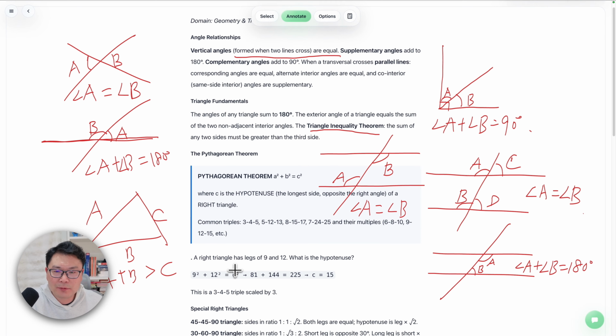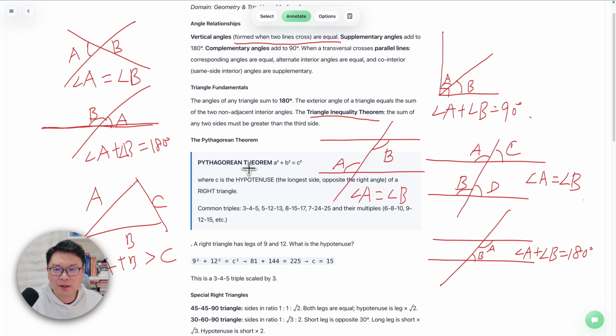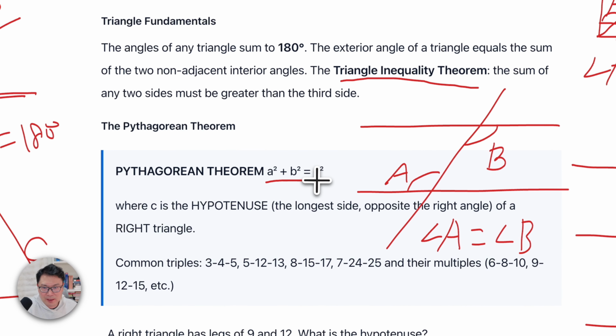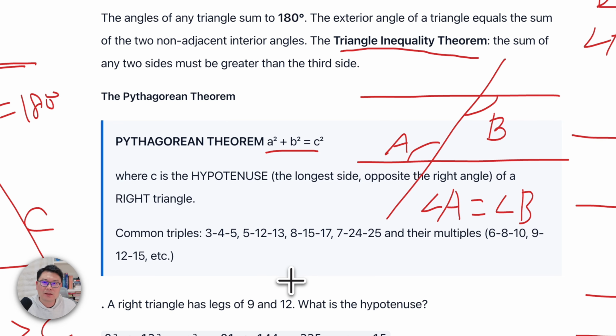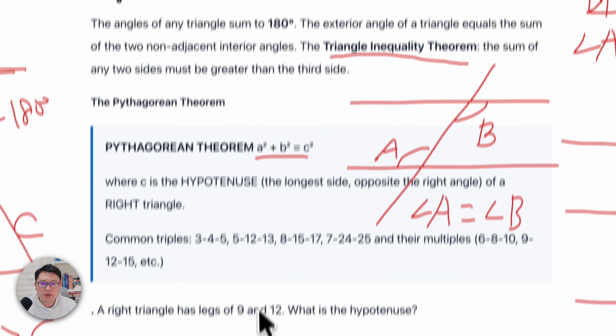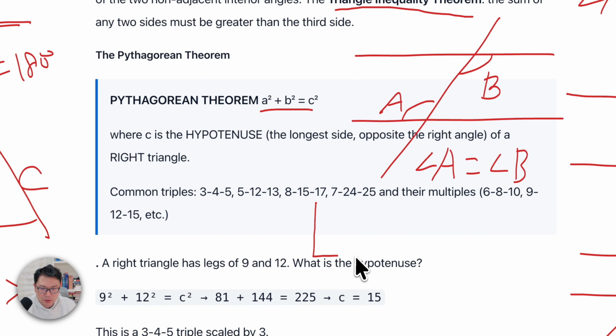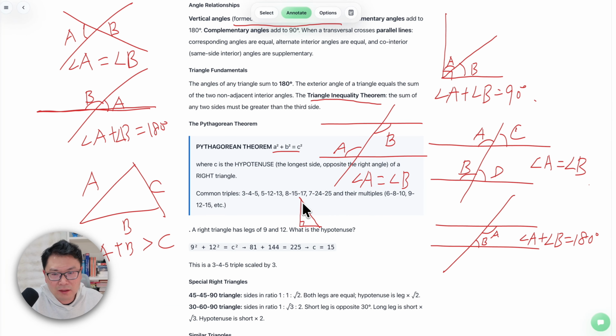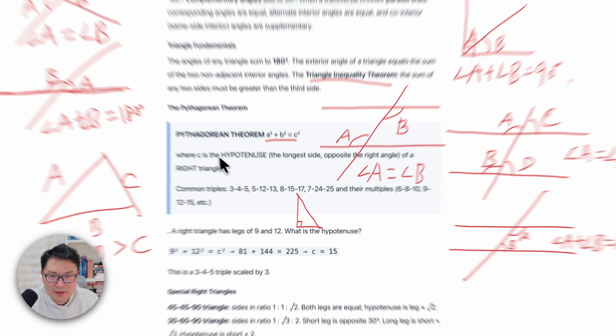And then the last rule that you want to know is the Pythagorean theorem. All right. A squared plus B squared is equal to C squared. So this one involves the right triangle, which has a right angle. The longest side is called the hypotenuse, this word over here.